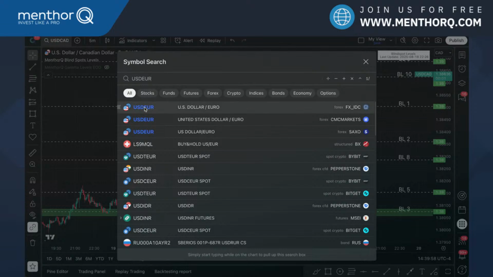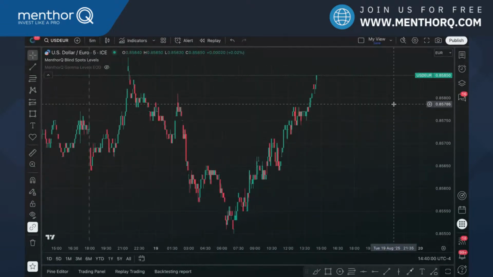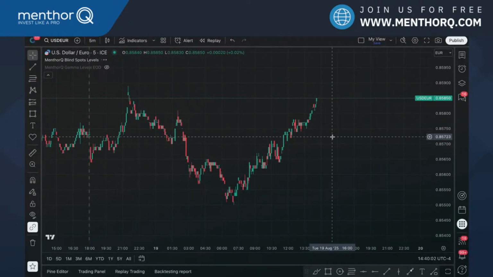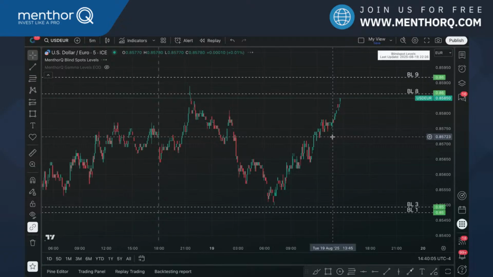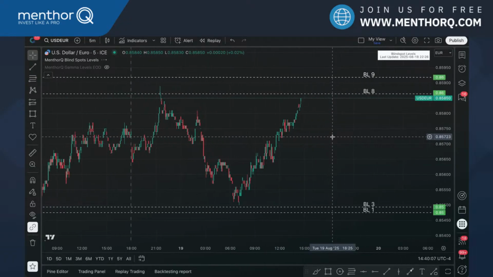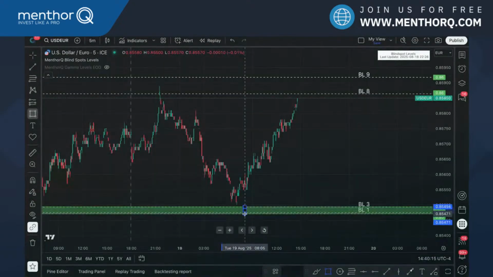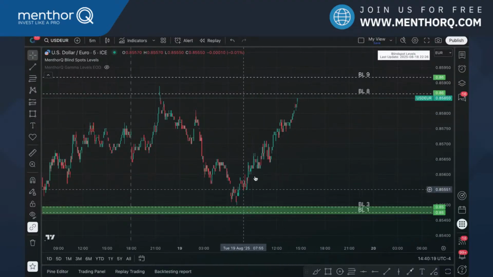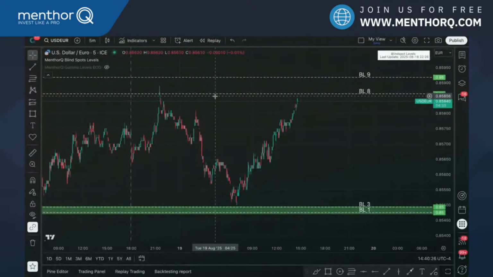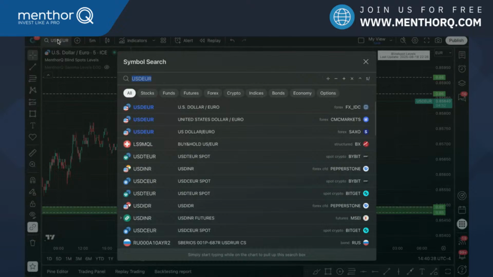Let's go Euro. The Euro, again, we couldn't break through BL8. We went all the way down and found support around this area, almost to the tick. And then now we're back at BL8. So again, very, very nice. Boom, bounce back, move back again to that BL8 level.